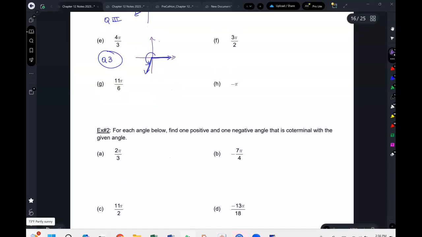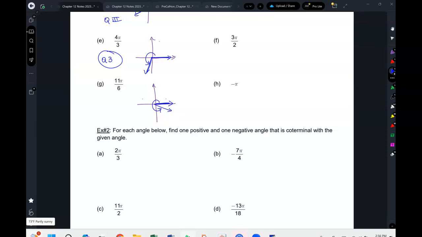Okay, 11 pi over 6. So I start here. Okay, pi over 6. Is it close to the x-axis or far away? Close to the x-axis, because 1/6 is very little. So 1 pi over 6. What's the next one? 5. What's the next one? 7. The next one is 11. Now, so it goes like this.